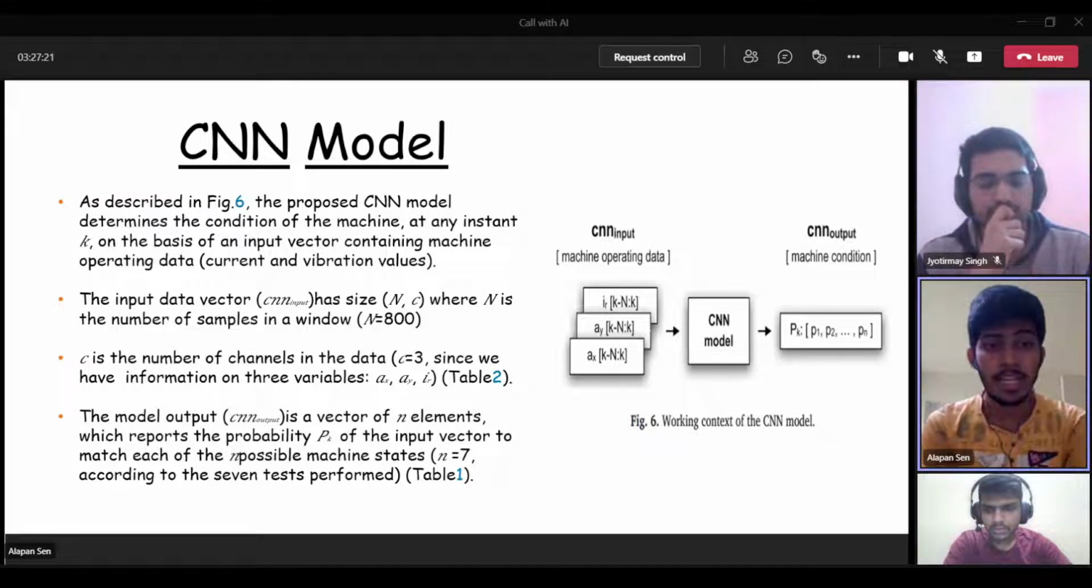And C is the number of channels in the data. Here in our case, C is equal to 3, since we have information about three variables AX, AY, and IR that are already listed in table 2 that we have seen before. The CNN output is a vector of n elements which reports the probability p_k of the input vector matching each of n possible machine states, which are represented in table 1.